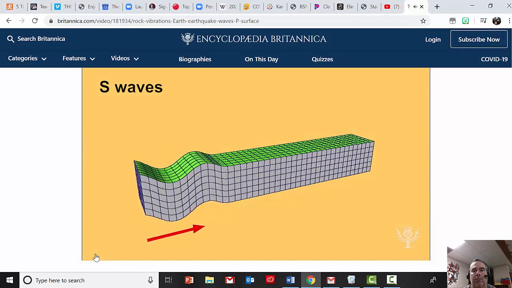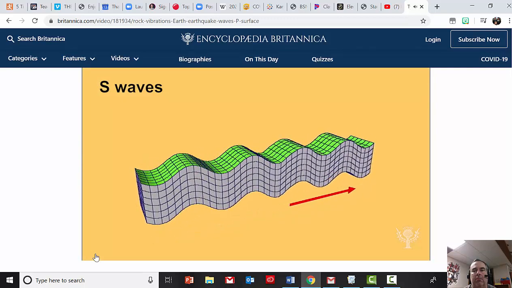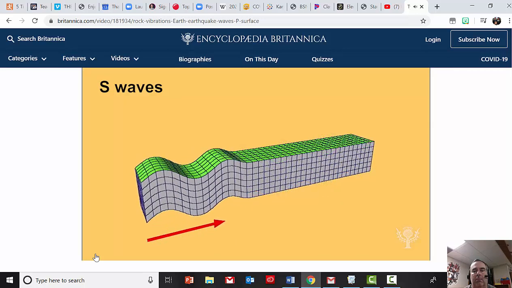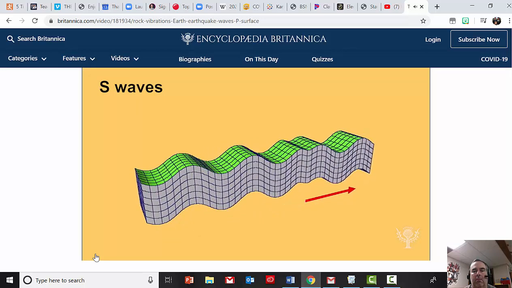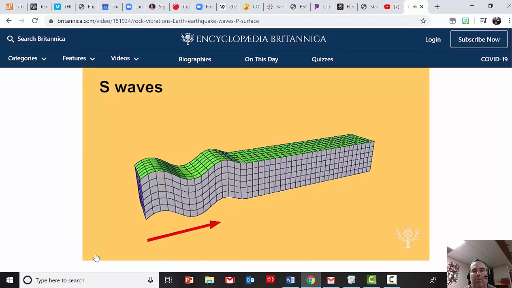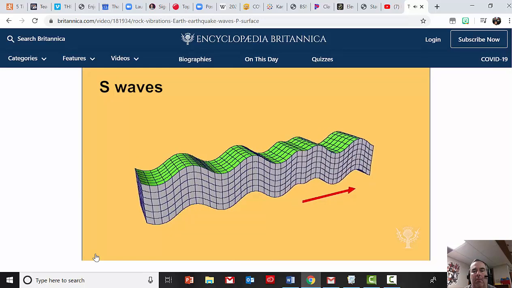S waves shake the ground in a shearing or crosswise motion that is perpendicular to the direction of travel. These are the shake waves that move the ground up and down or from side to side. S waves are called secondary waves because they always arrive after P waves at seismic recording stations. Unlike P waves, S waves can travel only through solid materials.